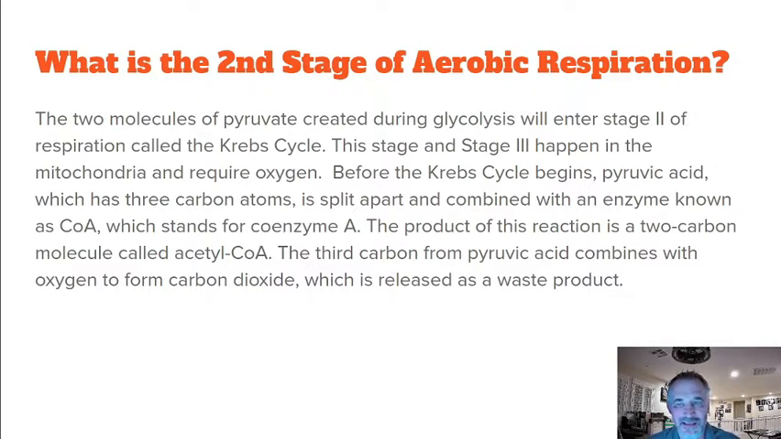So let's move on to the second stage of aerobic respiration. The 2 molecules of pyruvate created during glycolysis will now enter stage 2 of respiration, called the Krebs cycle. This stage happens inside the mitochondria and requires oxygen. Before the Krebs cycle begins, pyruvic acid, which has 3 carbons, is split apart and combined with an enzyme known as CoA, which stands for coenzyme A. The product of this reaction is a 2-carbon molecule called acetyl-CoA. The third carbon from pyruvic acid combines with oxygen to form carbon dioxide, which is one of the byproducts we have during cellular respiration.